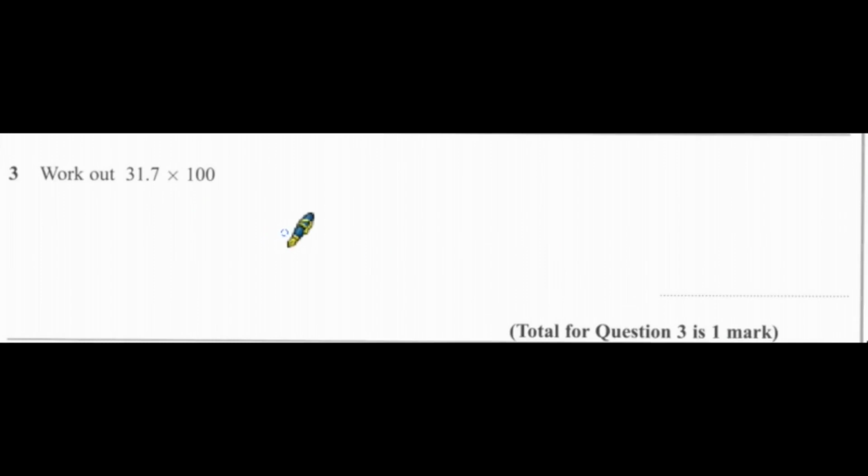In question 3 we are asked to work out 31.7 times 100. Let's write it out again a little bit larger. We start with 31.7. Multiplying by 100, it has two noughts, therefore we are going to take the decimal point and move it 2 places to the right, adding any zeros as we go. So our answer is 3170.